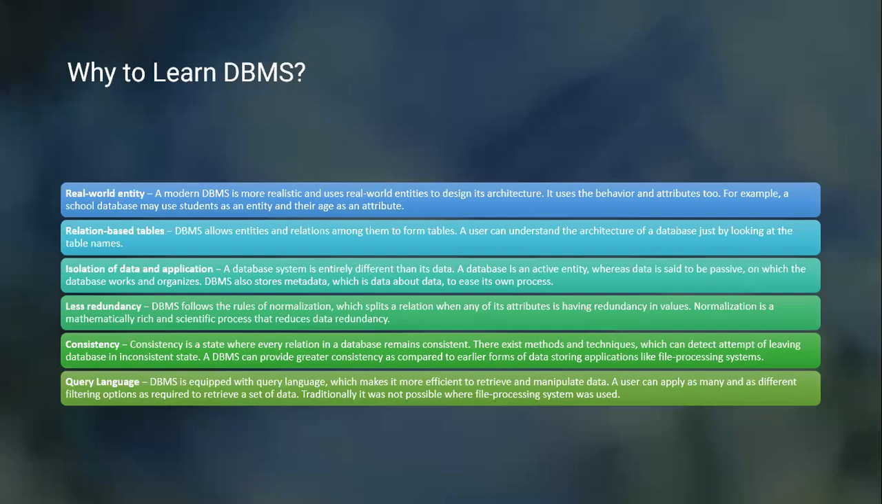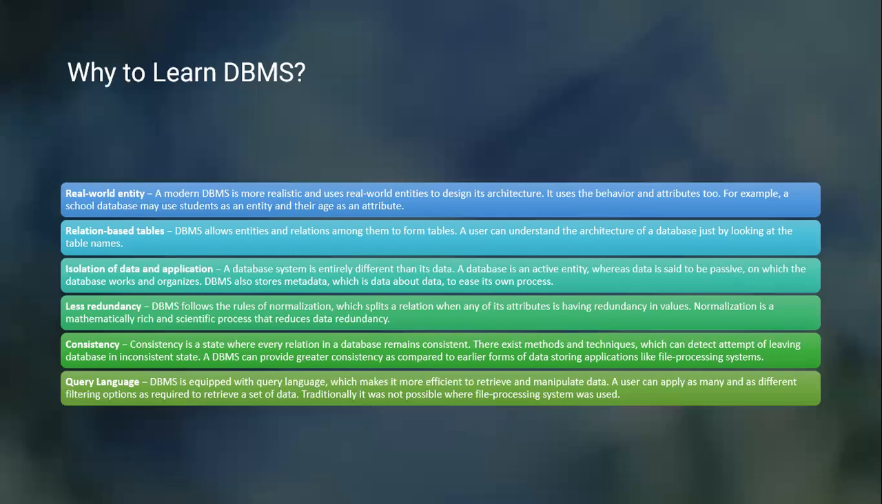So, why learn DBMS? So, in real-world entity, a modern DBMS is more realistic and uses real-world entities to design its architecture. It uses behavior and attributes. For example, school databases may use students as an entity and their age as an attribute. Our relation-based tables, class, mean that DBMS allows entities and relations among them to form tables. A user can understand the architecture of a database just by looking at the table names.